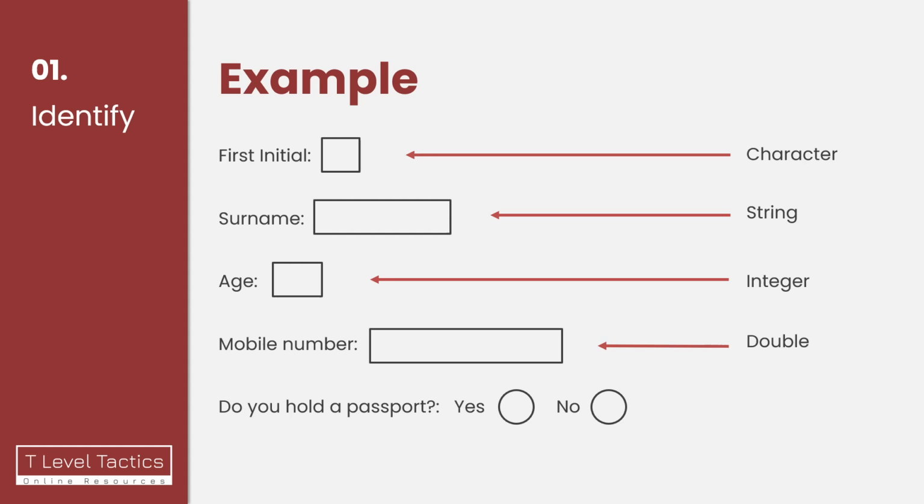And finally, with our question at the bottom, do you hold a passport? We want the user to select one of the two options, yes or no. We can't get them to select both because that doesn't really tell us anything. So here we've used a radio button, which means they can select one of these options or the other, but not both.